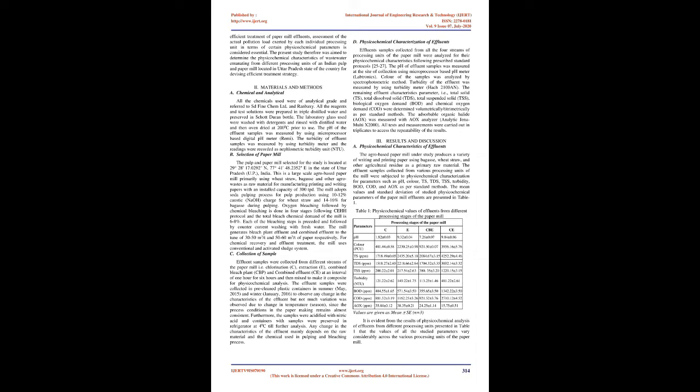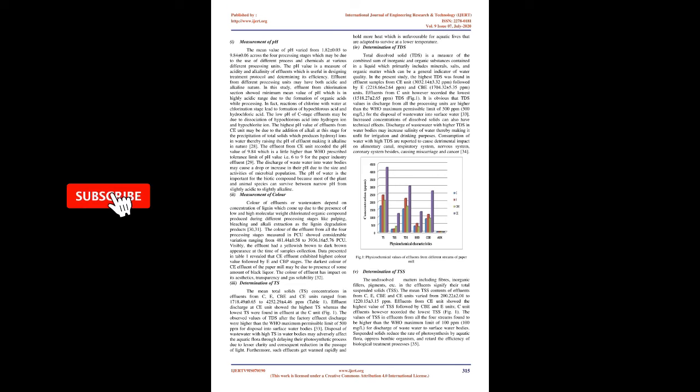Oxygen bleaching followed by chemical bleaching is done in 4 stages following the CEHH protocol and the total bleach chemical demand of the mill is 6 to 8%. Each of the bleaching steps is preceded and followed by counter-current washing with fresh water. The mill generates bleach plant effluent and combined effluent to the tune of 30 to 50 m3/T and 50 to 60 m3/T of paper respectively. For chemical recovery and effluent treatment, the mill uses a conventional and activated sludge system.